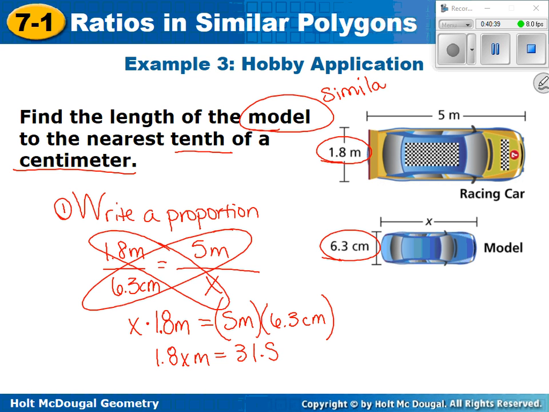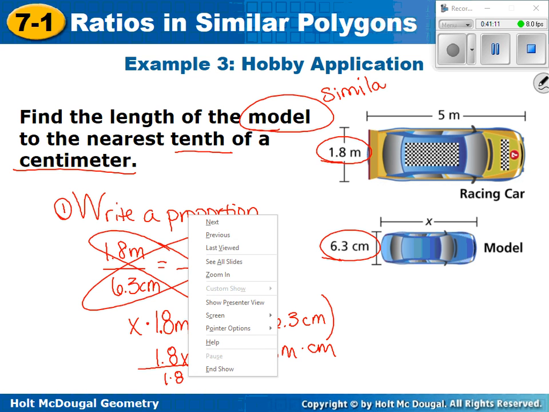Okay, I want you to watch the units up here on the board. This is 1.8 times x meters, and this is 31.5 meters times centimeters, right? We've got both units over there. So what are we going to do here to solve for x? If we want to get x by itself, what do we need to do? Okay, we're going to need to divide by meters. What else are we going to need to divide by? 1.8. We need to get x by itself, so we're going to divide by 1.8 meters on both sides.